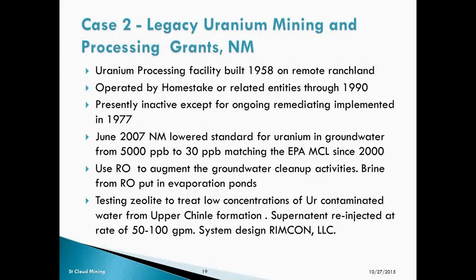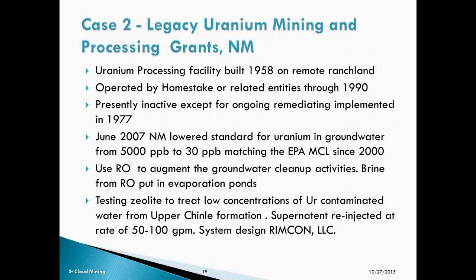Basically, what we were treating was a uranium processing facility. It was built in 1958 on a remote ranch plant. It was operated by Homestake through the 90s and has been presently inactive, except for the remediation that started in 1977. Not a lot happened until June 2007 when New Mexico lowered its state standard down to the EPA standard. They went from 5,000 ppb to 30 ppb.